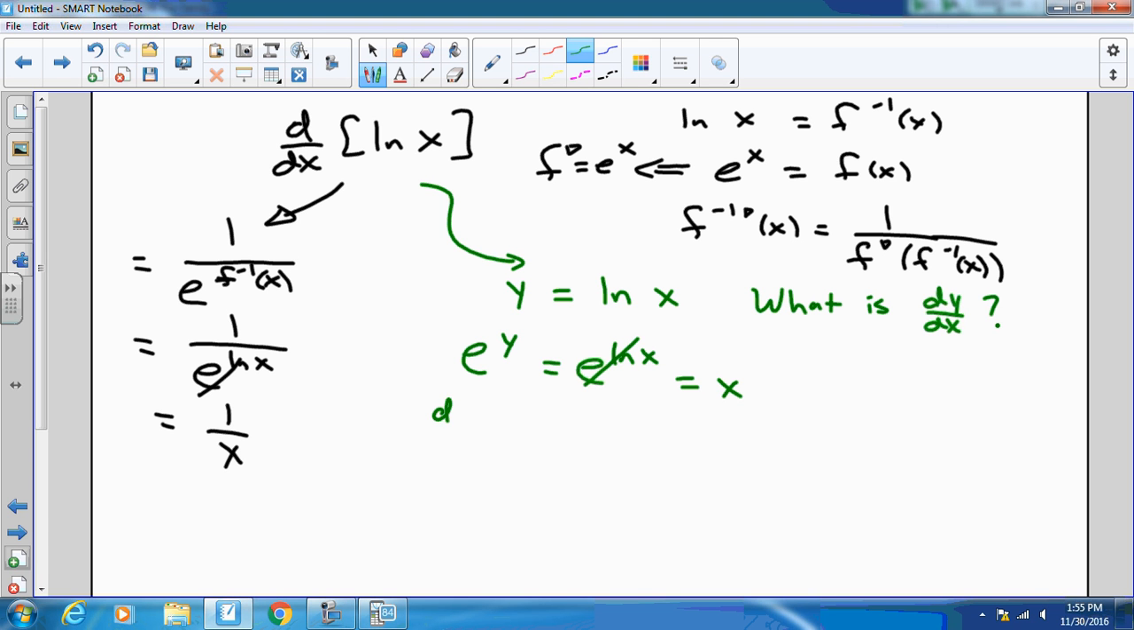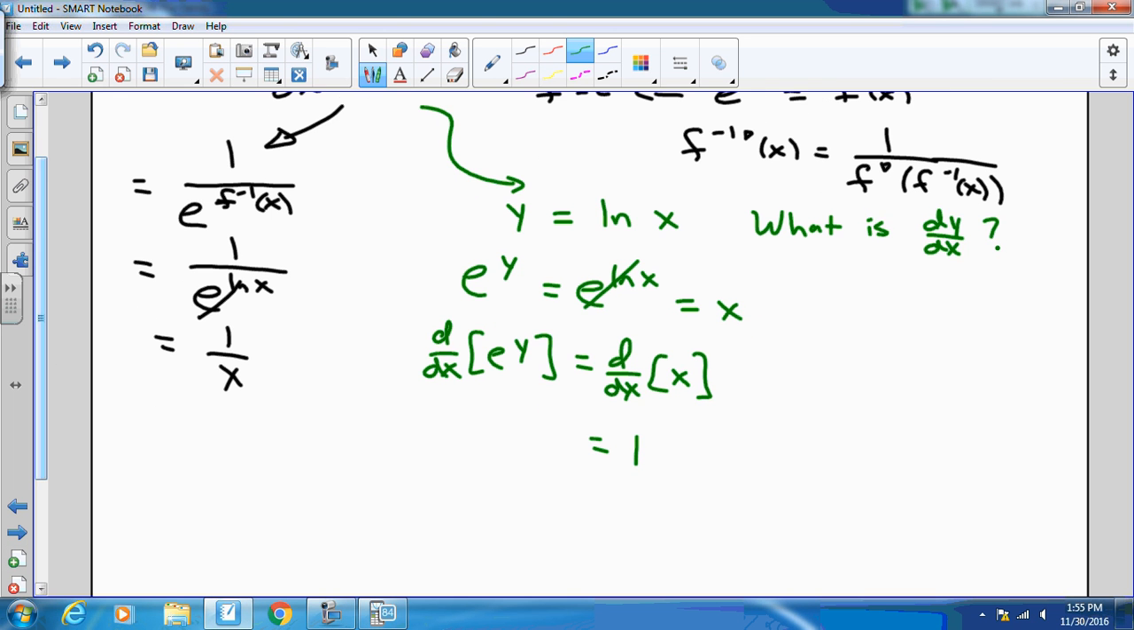And now I can take a derivative with respect to x on both sides. On the right side, of course, I get 1. On the left side, I'm taking the derivative of e to the y with respect to x. So outside, inside. The derivative of the outside is e to the y times dy dx. Exactly right. So dy dx is equal to 1 over e to the y. But what is e to the y? It is x. So we arrive at our derivative rule for natural log of x again. It's the same thing. That's right. It's just looking at it from 2 different perspectives.